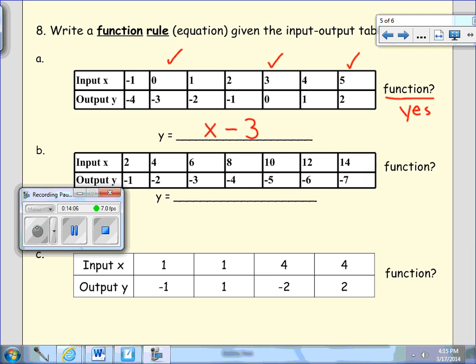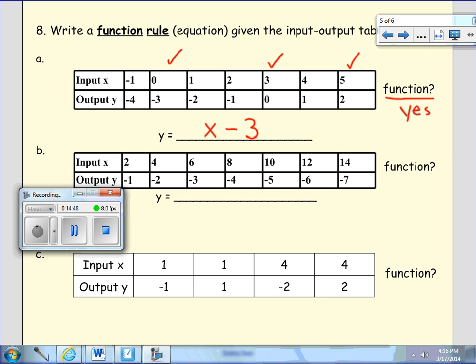Let's look at example B. Again, our input and our output table. We could start with any of the numbers. I'll start with 2. Let's see, what did I do to 2 to get -1? Well, it looks like it decreased, so I'm either going to be subtracting or dividing. So let's see, 2 minus 3 would be -1. So let's try that for 4. 4 minus 3 is not -2.